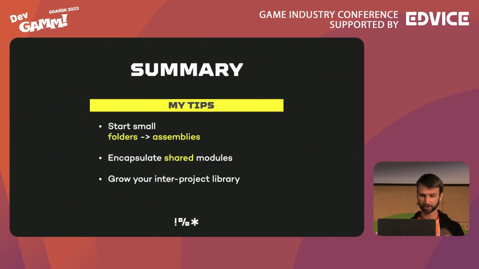In terms of architecture, I suggest to start small, starting with the folders formality level. Then when your project matures, you can go on, introduce the assemblies, maybe submodules. It also depends on the project, right?